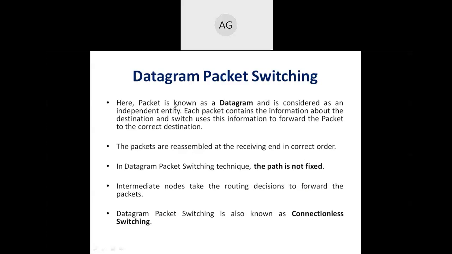So here the packet is known as the datagram and is considered an independent entity. Each packet contains the information about the destination, and the switch uses this information to forward the packets to the correct destination. That we already saw in the working of the packet switching diagram. The packets are reassembled at the receiving end in the correct order.